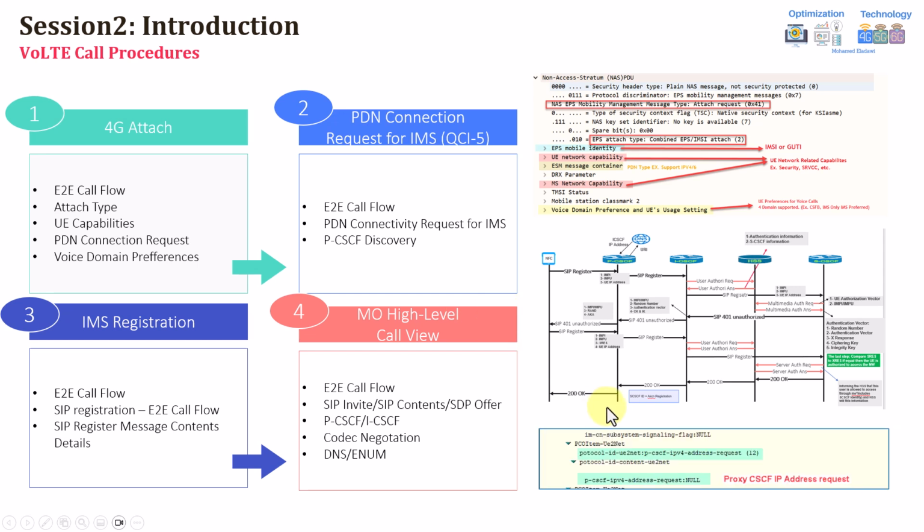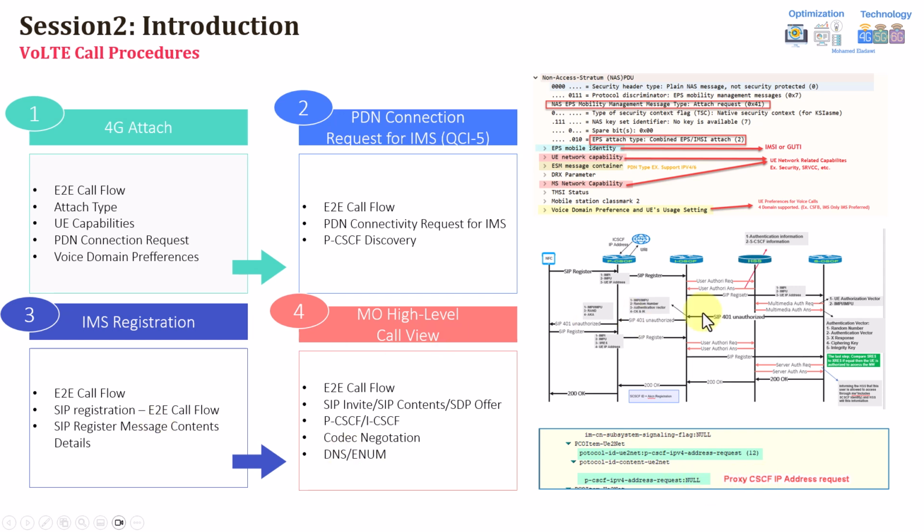And the second part, it's about the PDN connection. Once the user did the attachment, the attach to the EPC network, he now needs to request for the IMS APN and also needs to acquire the P-CSCF IP in order to be able to start the registration to the IMS network. So here it's like P-CSCF discovery, as you can see in the bottom right here, and we'll explain the call flow as well and the contents. As you can see here, this is the IP address.